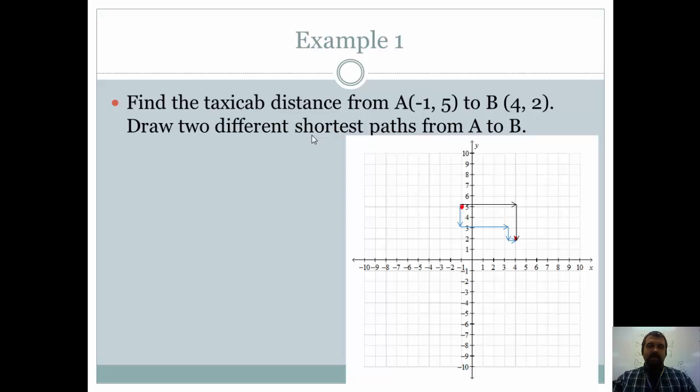Either way, when I do this problem, I'll plug it in: 4 minus -1. x2 minus x1, absolute value, plus y2 minus y1, absolute value. Simplifying, I get 4 minus -1, which becomes 5, 2 minus 5, which becomes -3, and now I just take the absolute value, 5 plus 3, 8. Both of these are the shortest distance, even though with one you have to turn more. That's it. That's example 1. The distance is just the horizontal plus the vertical distance.